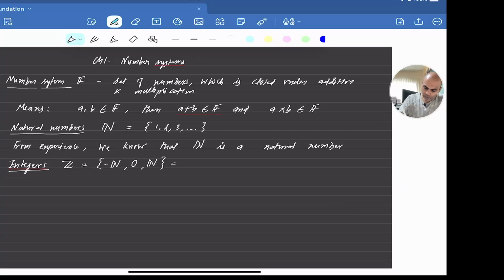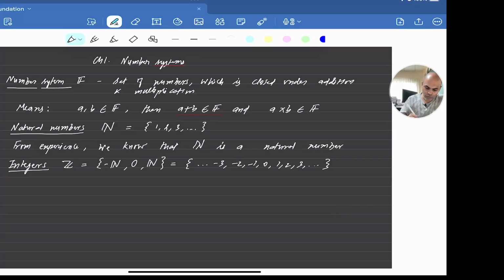So the set of integers includes numbers such as -3, -2, -1, 0, 1, 2, 3, and so on. So it includes all positive integers that are in the set N, and 0, and the negative of all the natural numbers, which is what we have written as negative N.